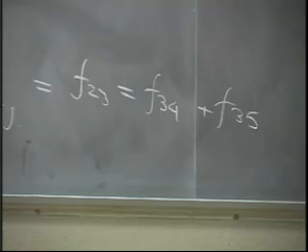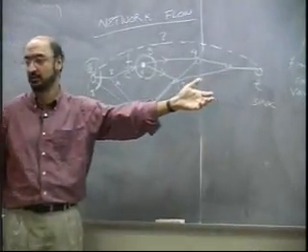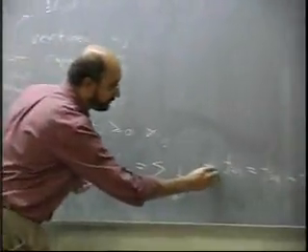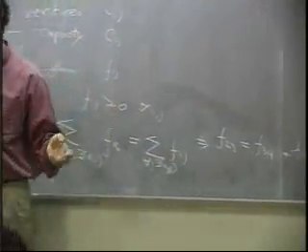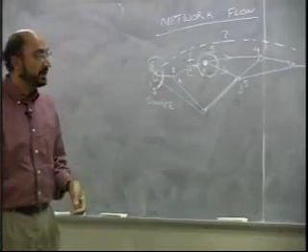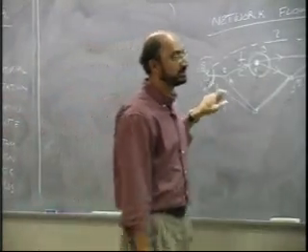Because those are the links that exist. 2,3 exists, 3,4 exists, 3,5 exists. 2,3 should equal 3,4 plus 3,5. Or another way of putting it is F23 minus F34 minus F35 equals 0, for example. And we can write those down. And now I have enough notation to define the optimization. I have to find all the guys.